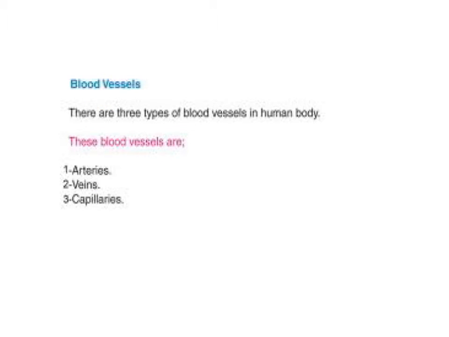Yes. Now, this is about the heart. Now let us talk about the blood vessels. Blood circulation consists of the heart, the blood vessels, and the blood. There are 3 types of blood vessels in the human body: arteries, veins, and capillaries.